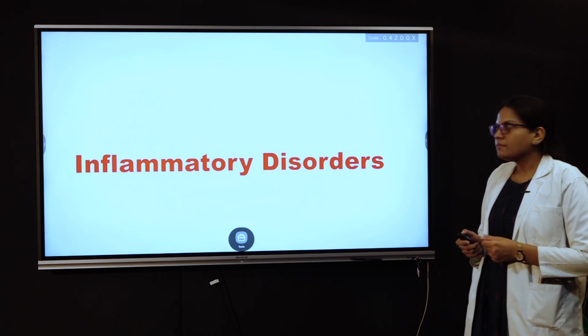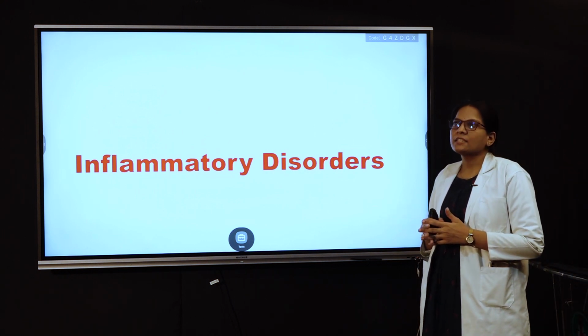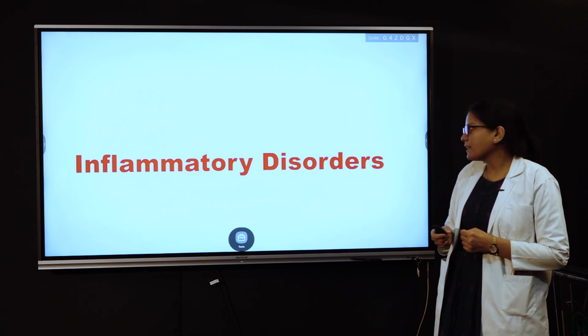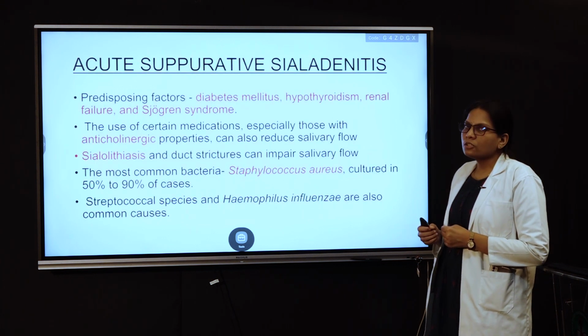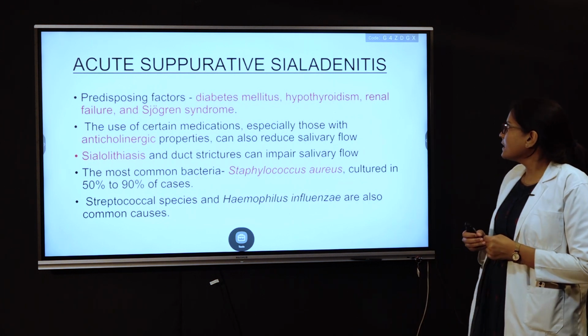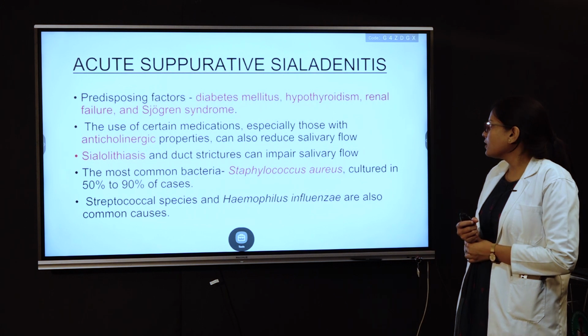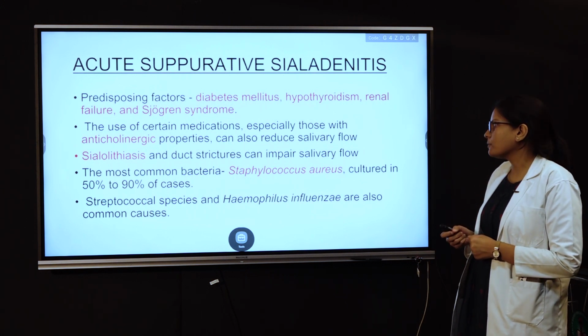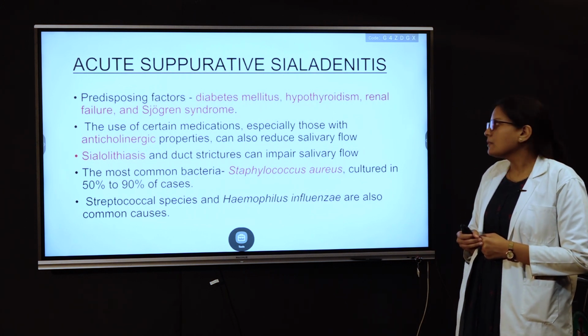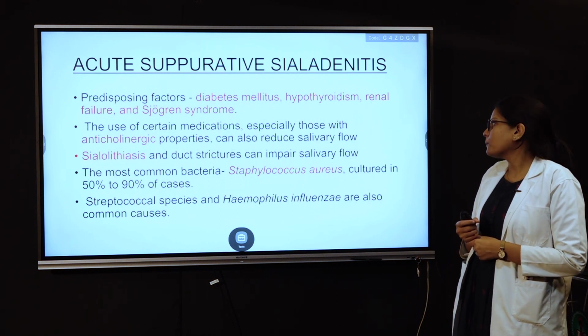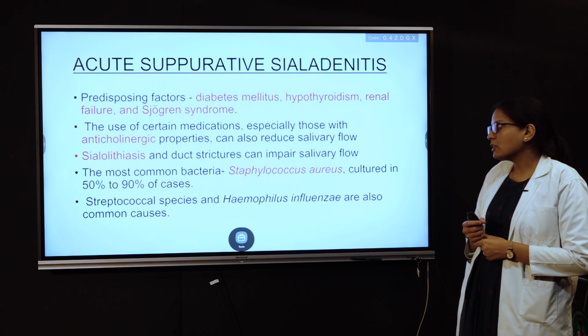So the group of disorders affecting the salivary gland can be classified into four broader categories. One is your inflammatory disorders, which includes acute suppurative sialadenitis, and the predisposing factors are diabetes mellitus, hypothyroidism, renal failure and Sjogren's syndrome. And also the use of certain medications by the patients, especially the medications which have anticholinergic properties, can also reduce the salivary flow.